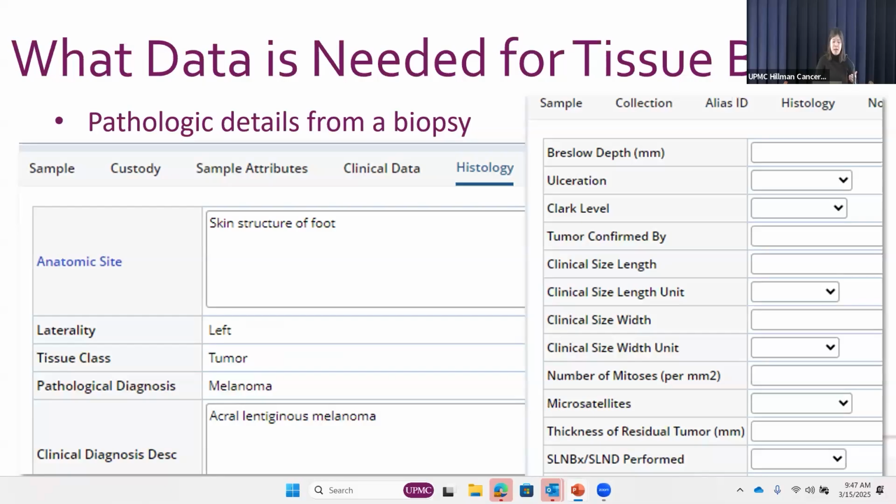This is an example from a database, what kind of data we collect. So the anatomical location, the tissue type, the diagnosis, the clinical aspects of that. So the Breslow depth, ulceration, if those things are known from the pathology, those are the kind of things that we're collecting, for an example, for a tumor.